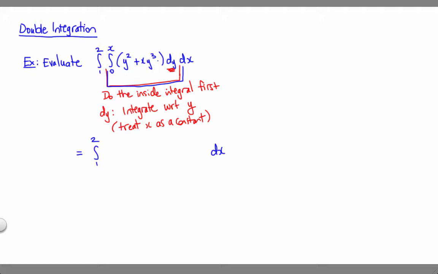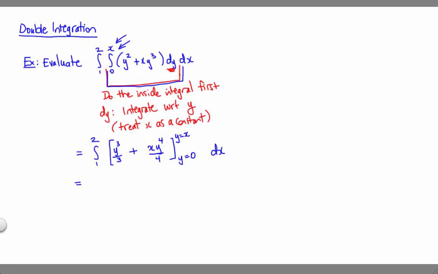We are integrating with respect to y, so y squared is going to integrate to y cubed over 3. As we go on to the second term, we're going to treat x just like any other coefficient. So we would keep that in place, and the y cubed would integrate to y to the 4th over 4. So we've integrated, now we need to evaluate. Since y was the variable that we were integrating, y is the variable that we're going to be subbing into. So we're going to evaluate at y equals x, and then at y equals 0. Those quantities are coming from the limits on the inside integral.